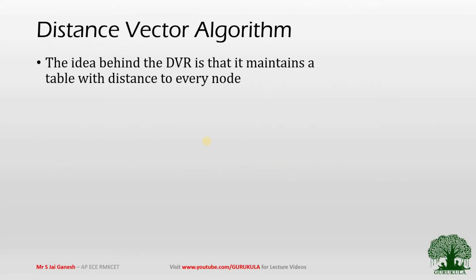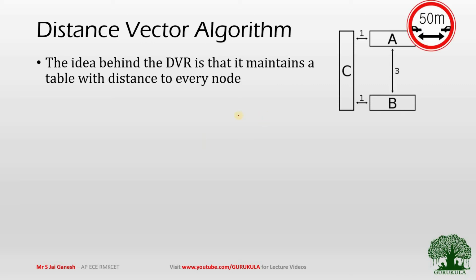So now we will get deeper into the distance vector algorithm. The idea behind distance vector routing is that it maintains a table with the distance to every node. So each and every node will have a table where the distance to each and every node is maintained. This is a simple example we could keep in mind. We can see that this will be the total distance or the cost we will be considering, and we will be entering it into the routing table.